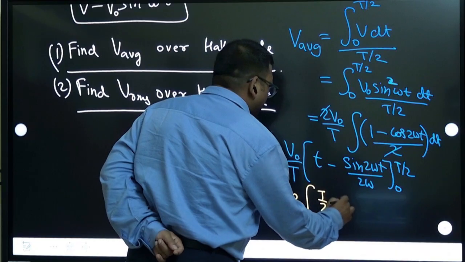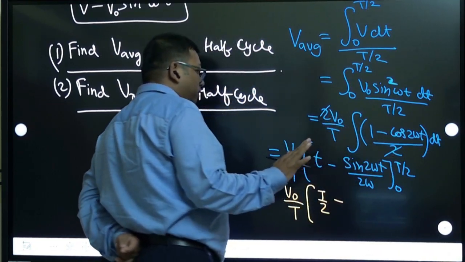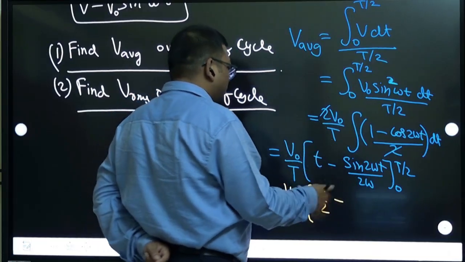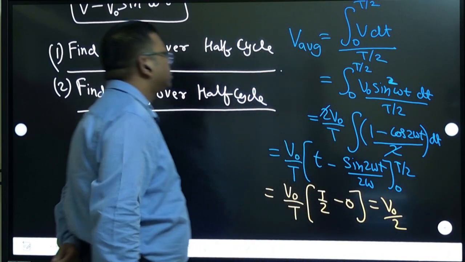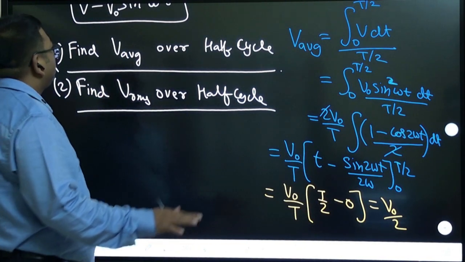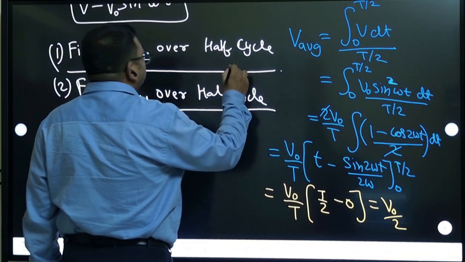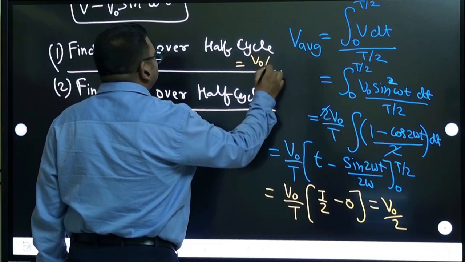Tell me how much it will come. T by 2, minus this will be 0 only, correct? This will be 0. Leave it. So we got V naught by 2. That's the average. Average value is V naught by 2. That is the answer for this part.